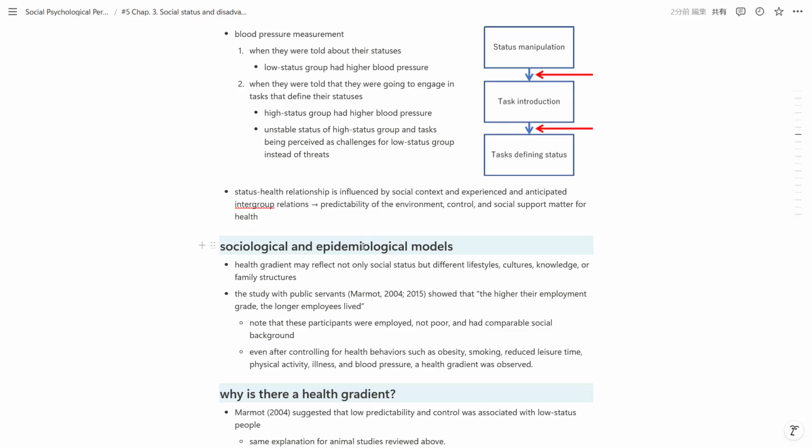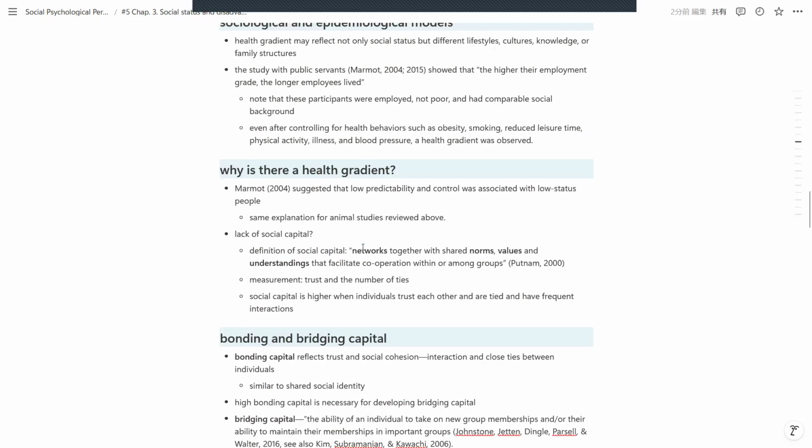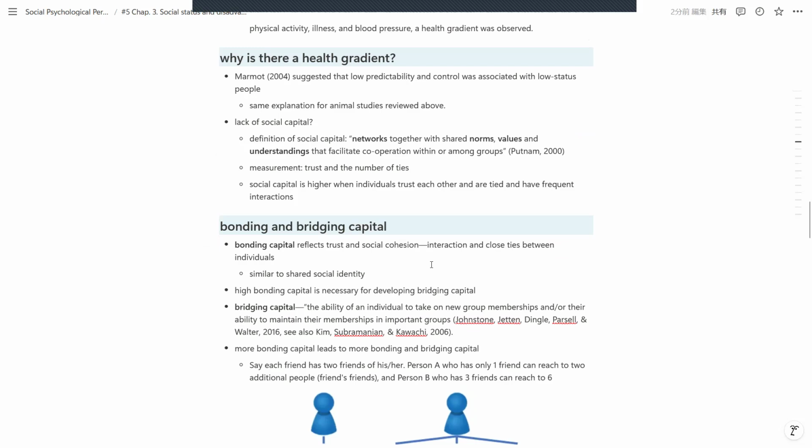So another reason why we may find a link between social status and health was social capital. This social determinant of health argues that low status people tend to have less social capital, and social capital is usually related to better health. And because of such a lack of social capital among low social status individuals, there is a link between social status and health.